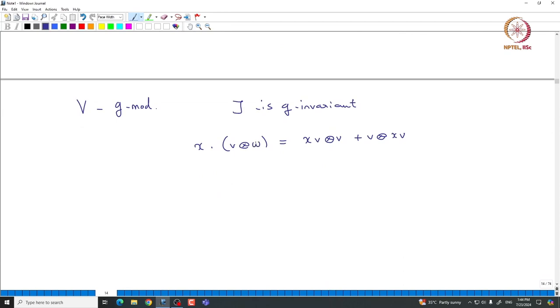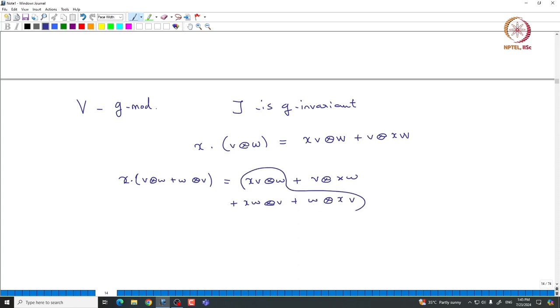Take x acting on v tensor w, then we know that this is xv tensor w plus v tensor xw. So, now if you take x acting on v tensor w plus w tensor v, then we get xv tensor w plus v tensor xw plus xw tensor v plus w tensor xv. Now you can see that you can group these two elements, and then you can group these two elements. Okay, so then this is again inside J.